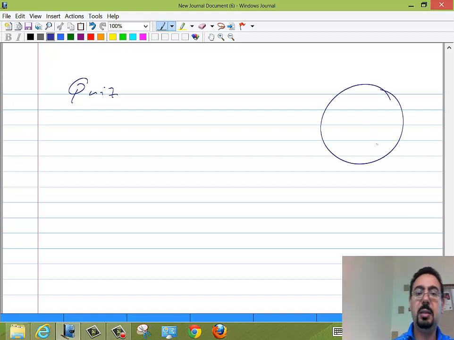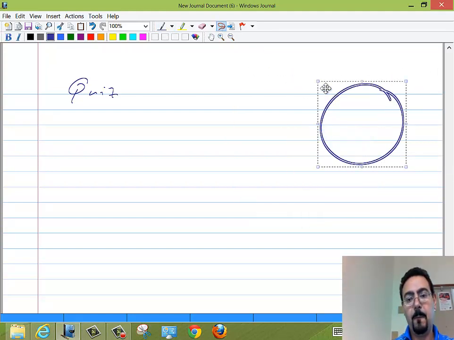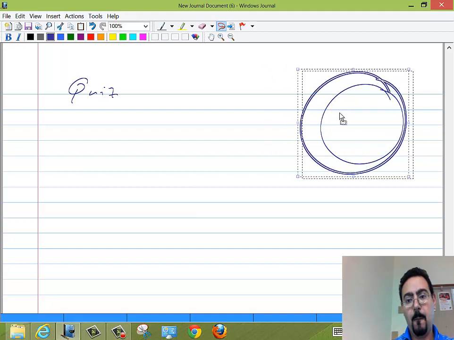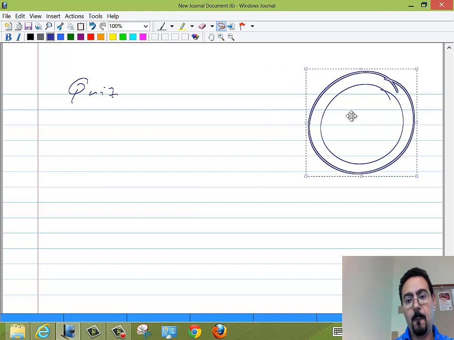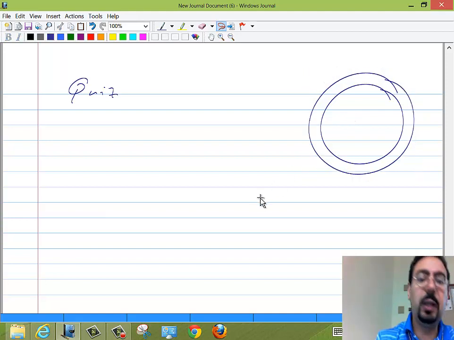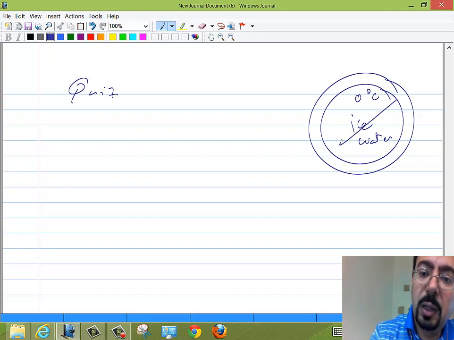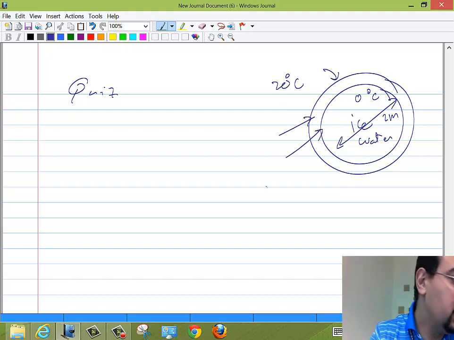There is this sphere, a spherical tank, and there was ice water inside at 0 degrees, 2 meters, and outside the air or the surface outside is 20 degrees, and epsilon for both surfaces.